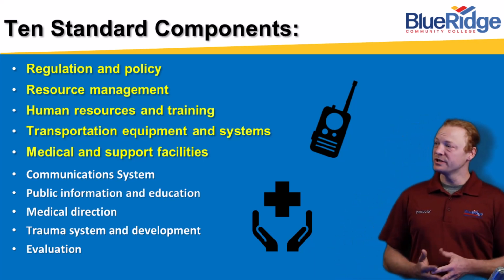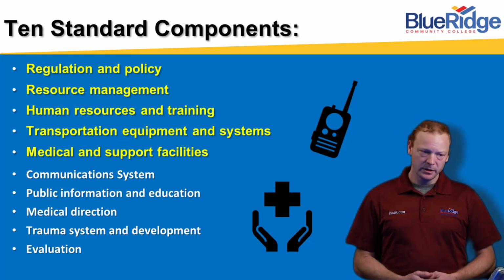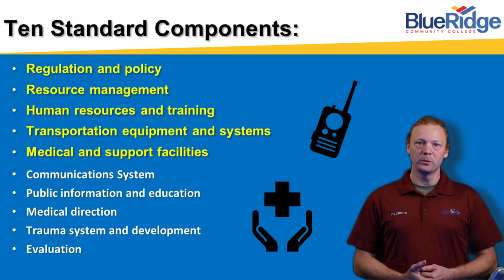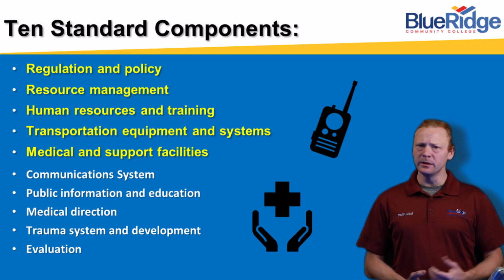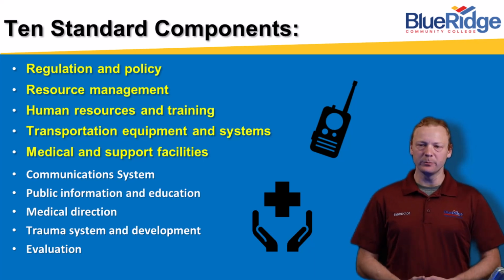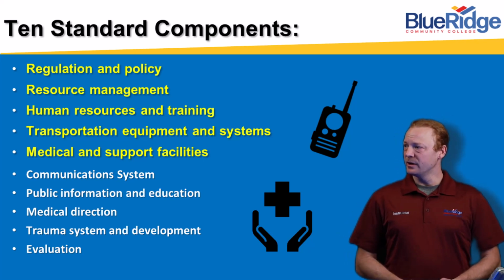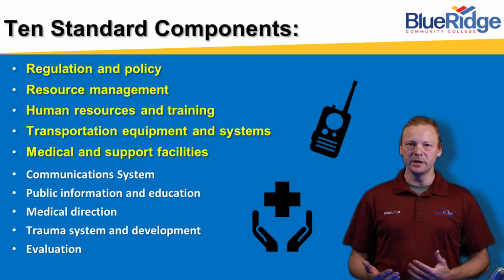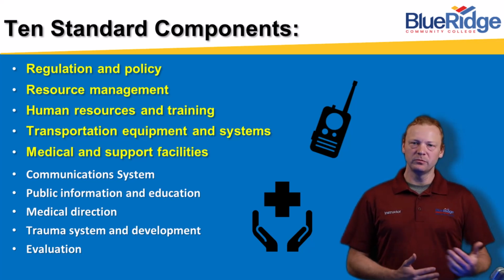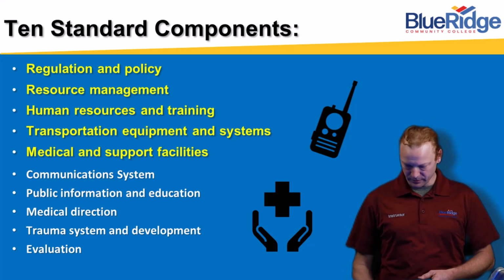Public information and education is important. Figuring out a way to inform our residents within our response districts and better educate them how to take care of their own health and their other neighbors and family members' health as well. And then we have trauma system and development, and then evaluation. This is how we kind of learn from what we've done and how to tweak what we're going to do in the future to make it better to serve our people.